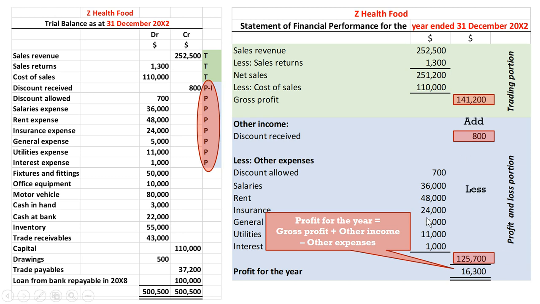So to recap, the profit for the year is the gross profit of $141,200, add the other income, in this case only $800, less away the $125,700 other expenses.